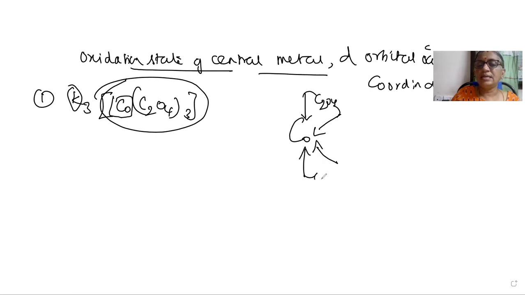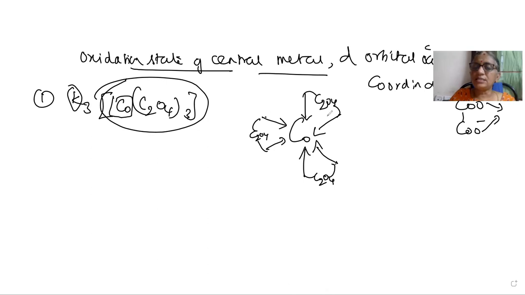So from a single ligand, from two positions, bonding happens, because oxalate is like this. This negative charge and this negative charge, they get bonded to the central atom. They fill the empty d orbitals in the central metal. And one more C2O4. So this is the structure of the coordination complex.